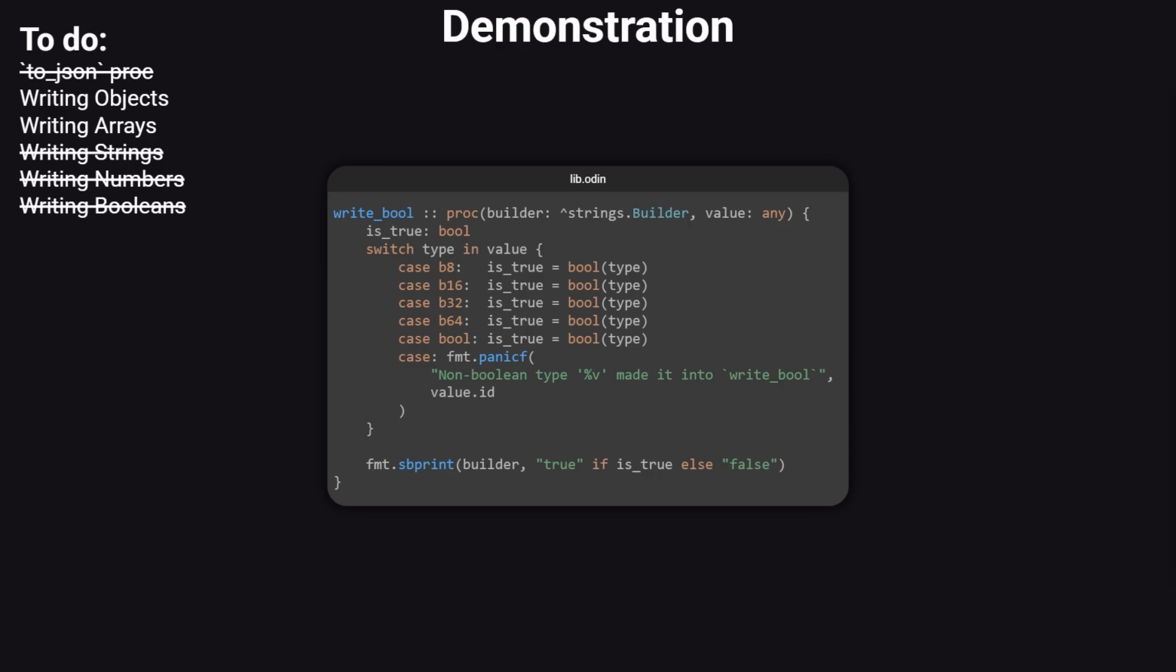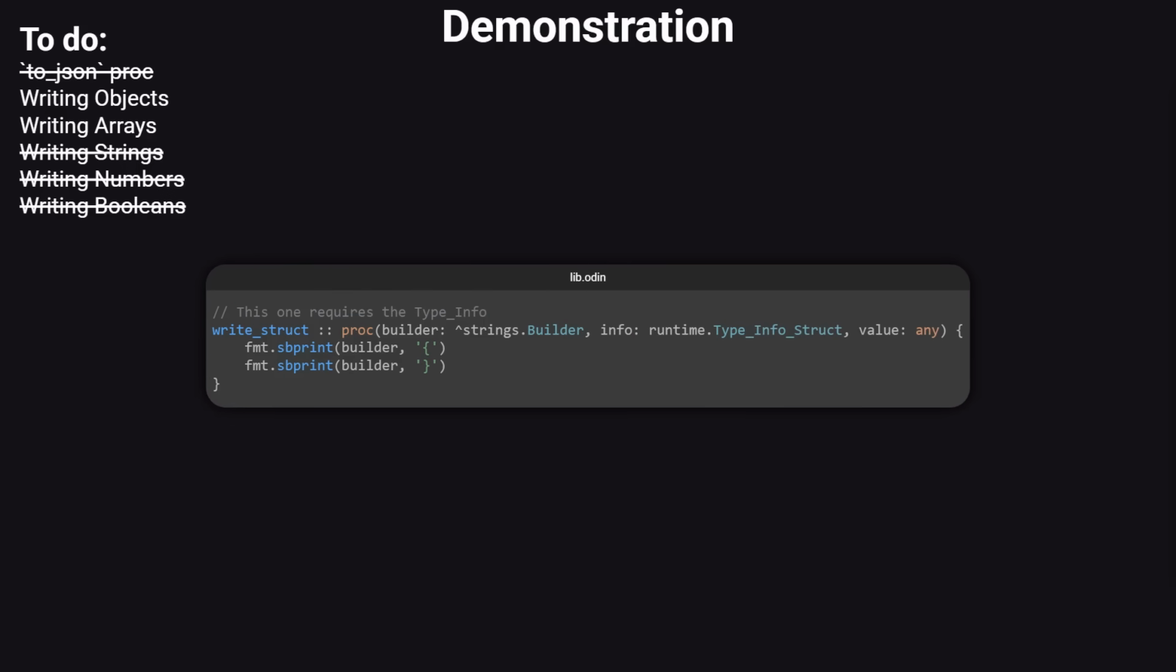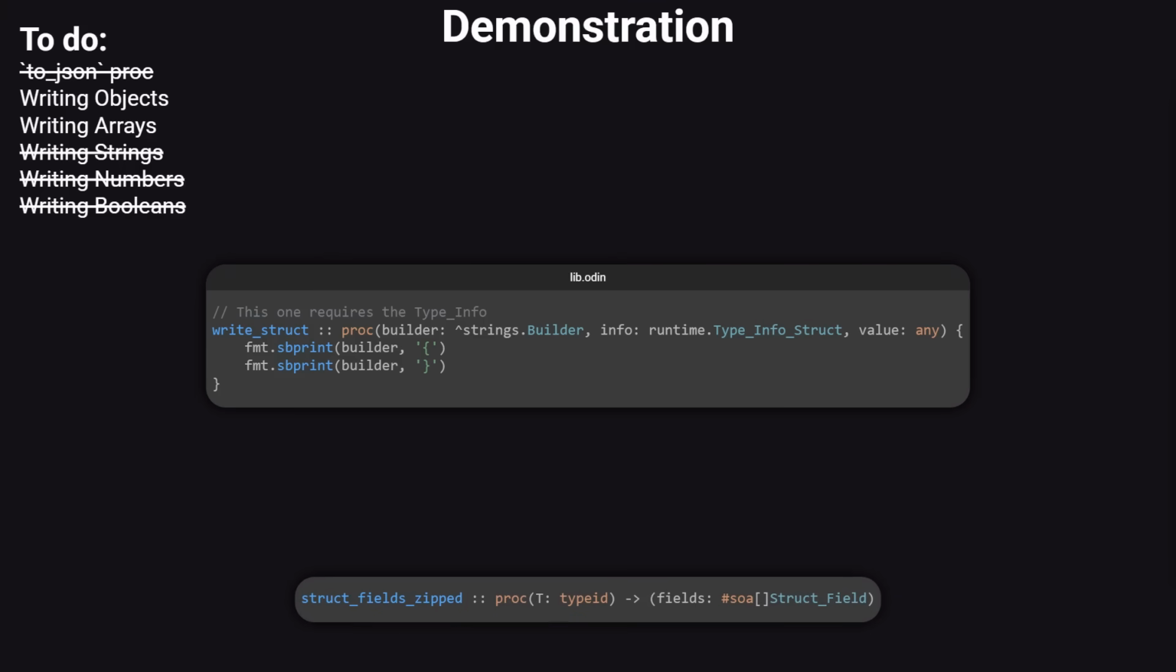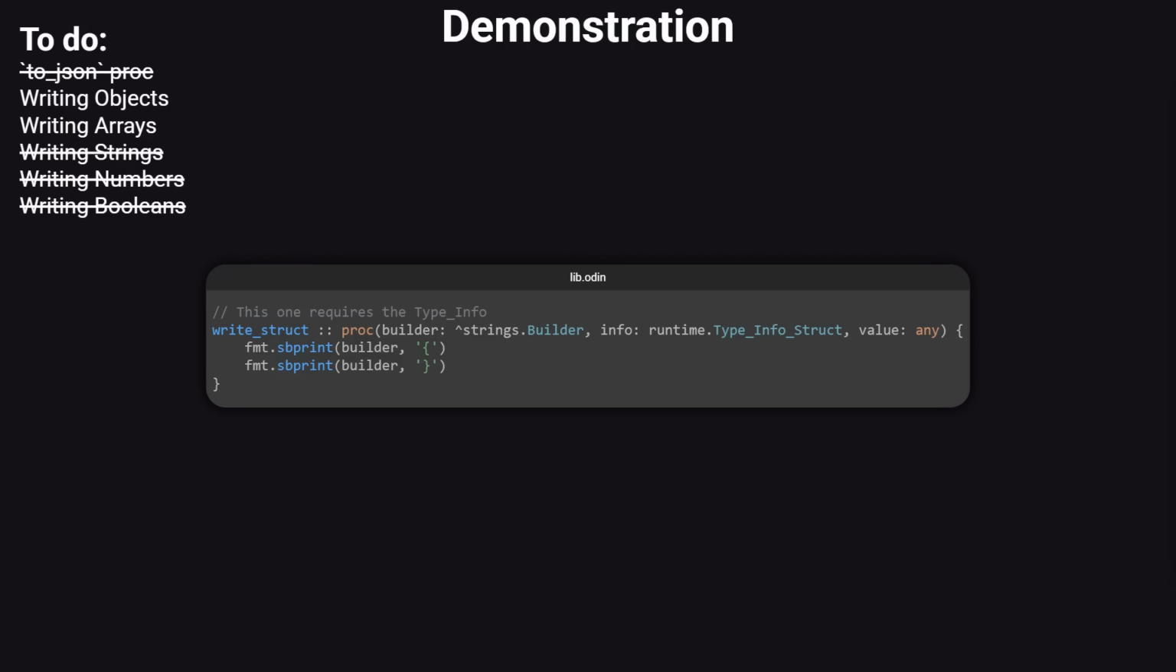Now, let's get into the interesting things. The code here might get a bit ugly, but it's also super cool. We're going to implement writing structs, which should be enough for us to get a basic implementation up and running. We can iterate over every field in a struct in a few ways. The easiest would be to use struct fields zipped from core reflect, which gives you a nice SOA array with everything in it. But since our goal is to get a feel for how this reflection data is actually structured, we've been avoiding that package.